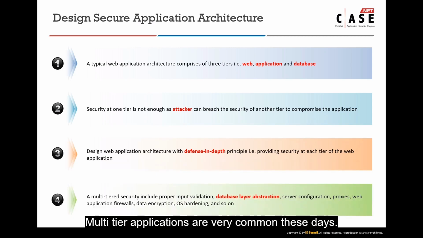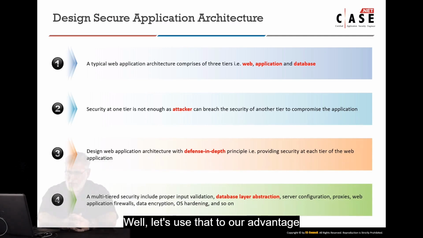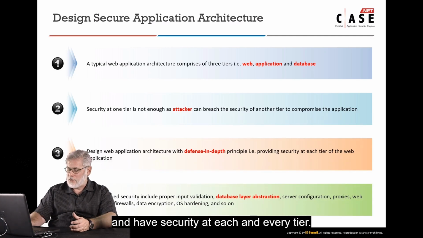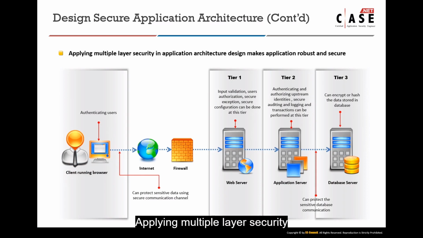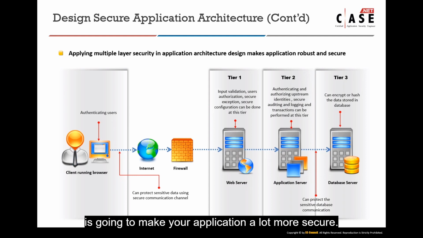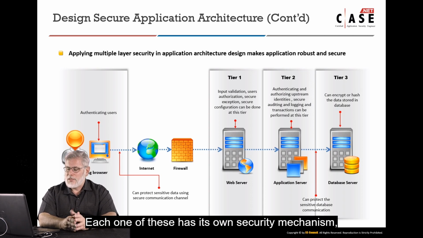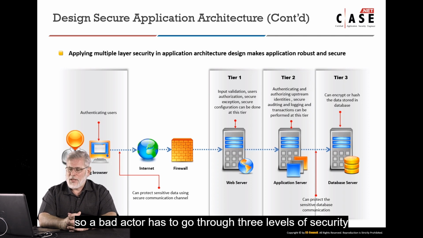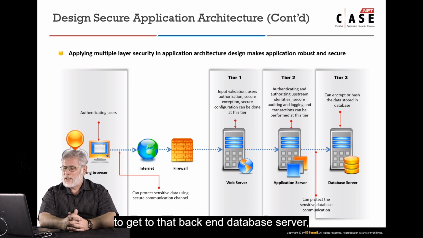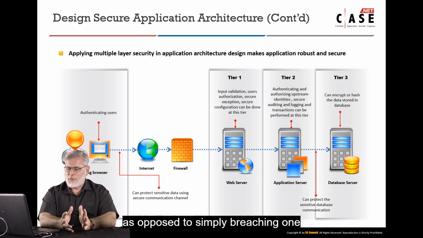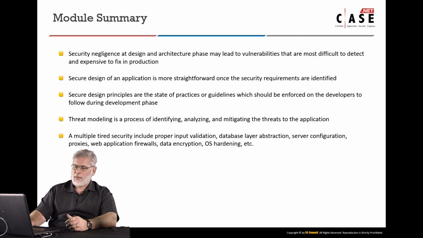Multi-tier applications are very common these days. Well, let's use that to our advantage and have security at each and every tier. Applying multiple layer security in application architecture design is going to make your application a lot more secure. We have a graphic here where we show a client and various levels they have to go through. Each one of these has its own security mechanism. So a bad actor has to go through 3 levels of security to get to that back-end database server, as opposed to simply breaching one and having everything at his fingertips.